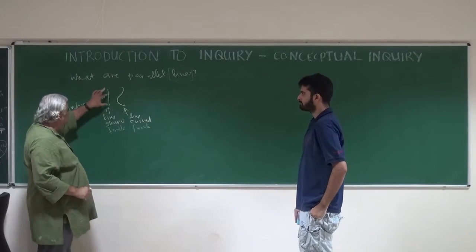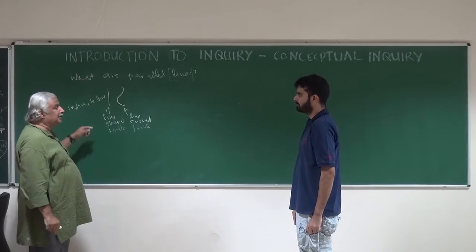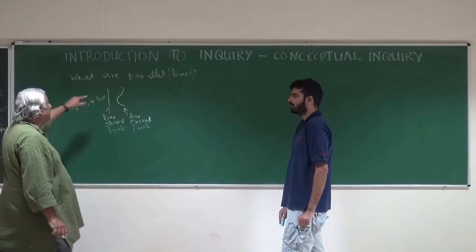So lines, if you extend this on both sides, can go on forever. That is also a line. The distinction is finite versus infinite. So we have agreed on what it means to say line. We haven't defined it, but we know what it means. Now the question would be, when are two lines parallel?